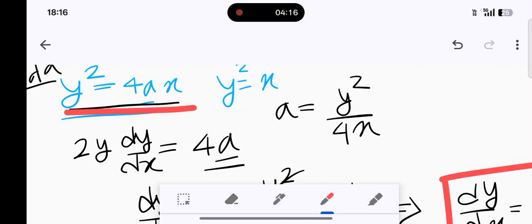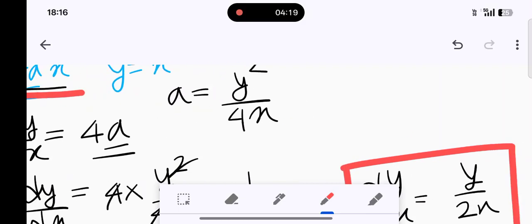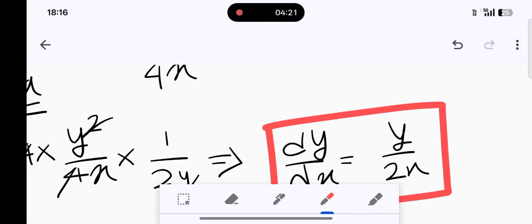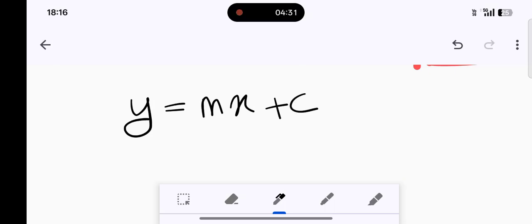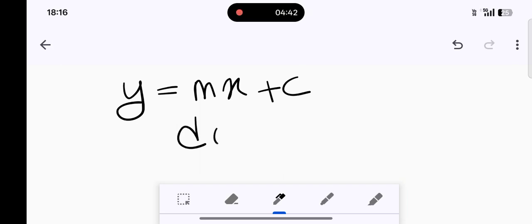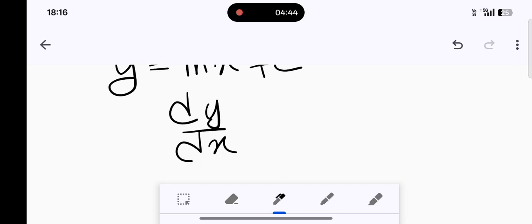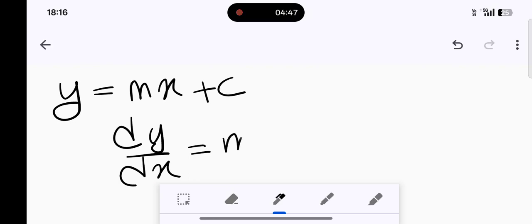Now let's talk about a straight line. The equation of a straight line is y equals mx plus c. In this case, c is an arbitrary constant, and m is also an arbitrary constant. Let me differentiate y with respect to x. This is dy by dx equals m into 1 plus c, which will become 0, because the differentiation of a constant is 0. So this will be m.